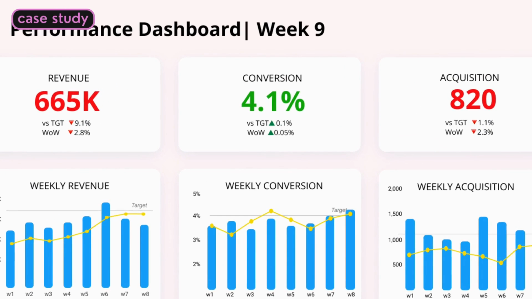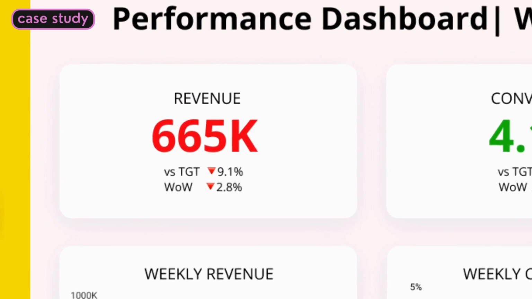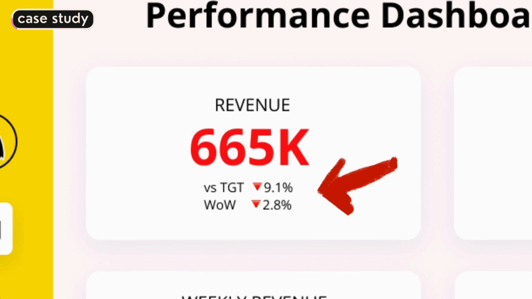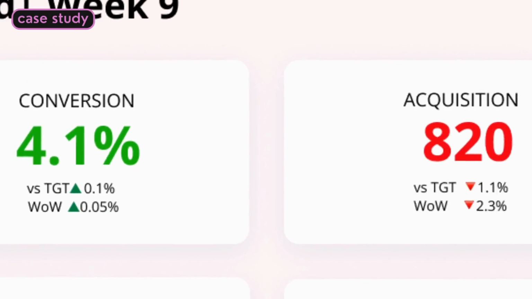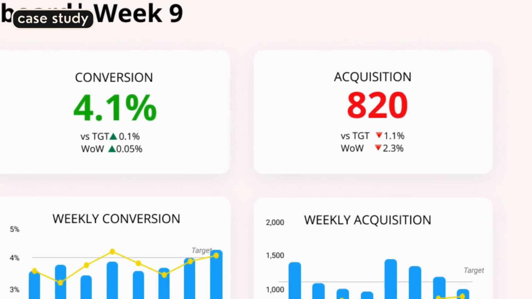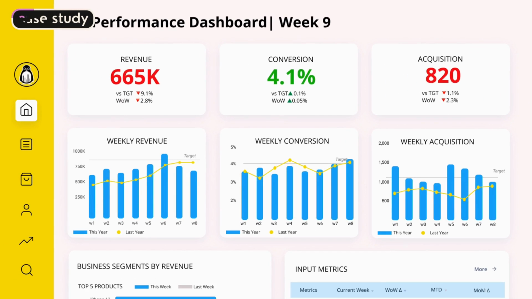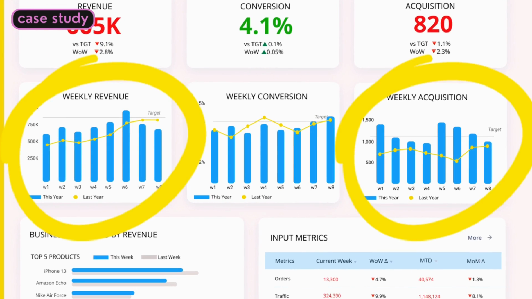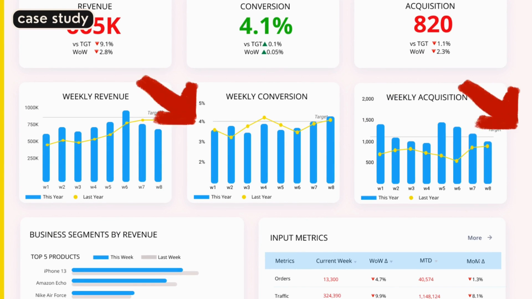He started by reviewing the scorecard, where he noticed a 2.8% drop in revenue, the North Star metric, compared to the previous week, and a 9.1% drop compared to the target value. Customer acquisition also dropped by 2.3% week over week. He then investigated whether this drop was a one-time occurrence or a consistent trend. Tom found that both weekly revenue and customer acquisition had been decreasing for 3 consecutive weeks.